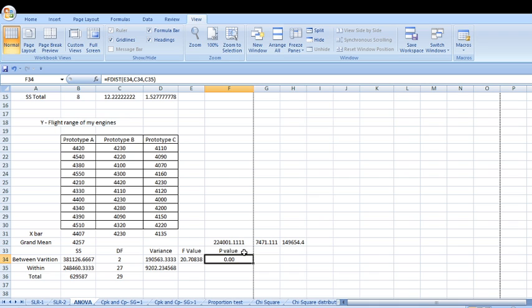So this is how you do the Anova manually in Excel. Even if you don't have access to Minitab, you can easily do Anova in an Excel sheet as well.